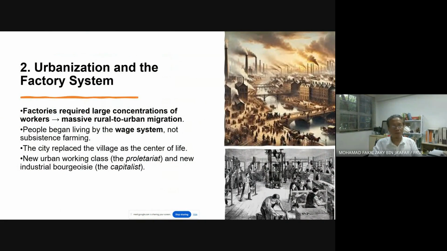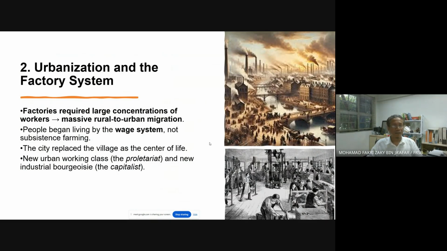Urbanization became a new design problem. Okay, how to house these people. Okay, and these people live by wage system, not subsistence farming. So for food, they have money to buy, but to get money they have to work in a factory. So that was the first major change in the society.